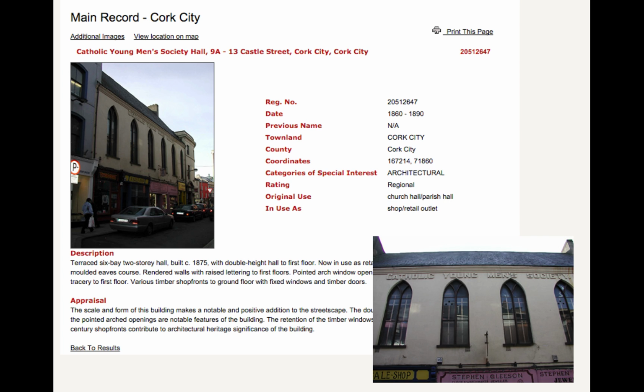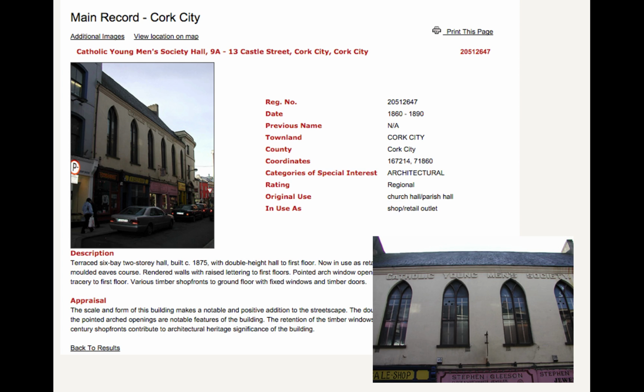So in this example, we're looking at Cork City, and I just pulled up a random building to see what its history was. This is the Catholic Young Men's Society Hall. It was built in 1860. So theoretically, it was there, or actually probably under construction when my ancestor lived in Cork. So this is a building that he may have seen, or he may have been involved in or engaged with in some way. He may have watched it go up. And you get these wonderful pictures and the history and the description of the particular property.